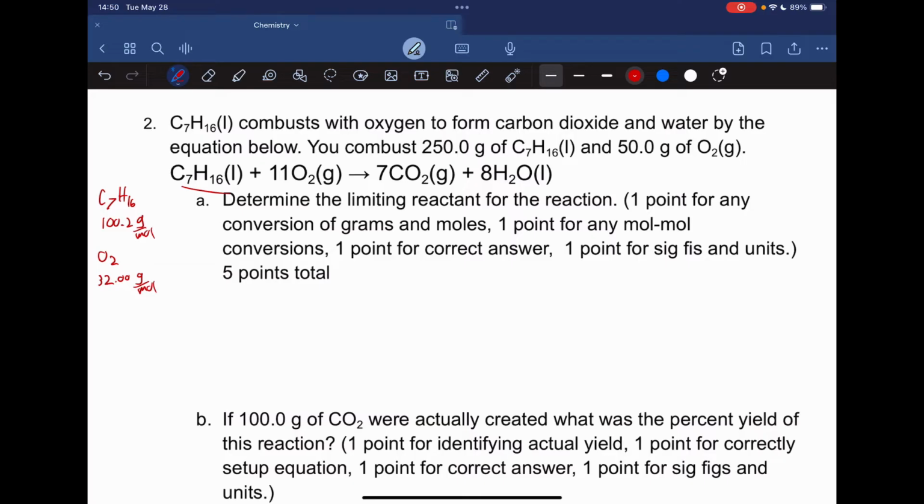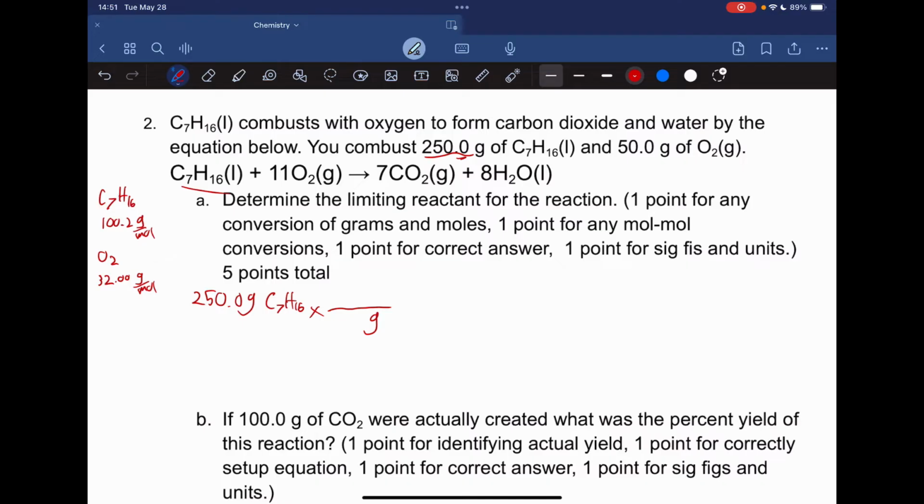So we're going to start with how many grams of that? 250. Now notice that 0 right there is significant, so you get 250 with 4 sig figs. That's going to be important for the ending part. Let's start with the 250.0 grams of C7H16. And we're going to multiply that by, this is basically just like a stoichiometry problem.